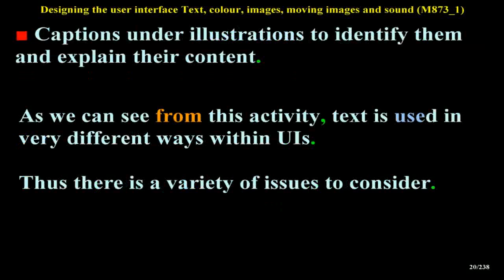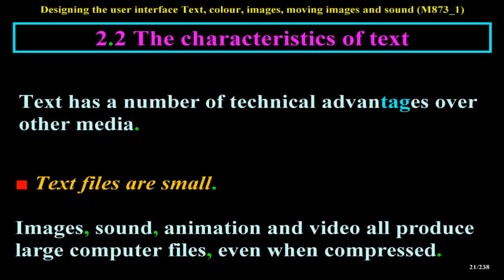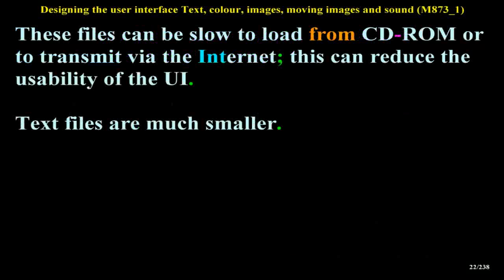As we can see from this activity, text is used in very different ways within UIs. Thus there is a variety of issues to consider. 2.2 The characteristics of text. Text has a number of technical advantages over other media. Text files are small. Images, sound, animation and video all produce large computer files. Even when compressed, these files can be slow to load from CD-ROM or to transmit via the internet. This can reduce the usability of the UI.